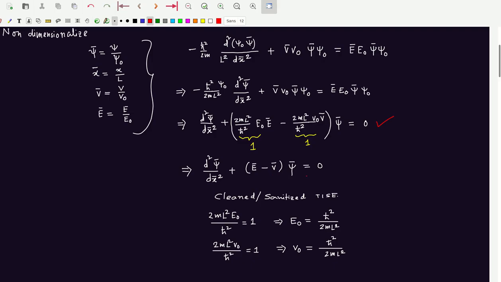This is a clean and sanitized form of the time-independent Schrödinger equation, and this is free from all other physical constants. In this case, these two constants are e0 is h bar square by 2m L square and v0 is h bar square by 2m L square.